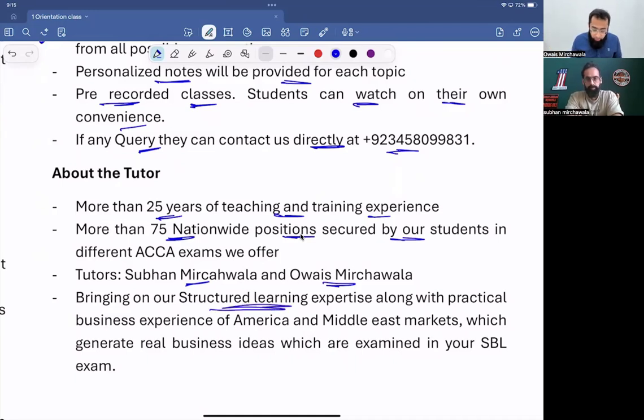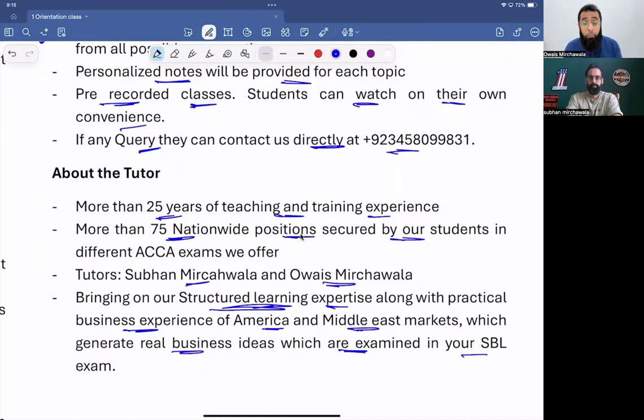So a lot of structured learning expertise, like notes and everything, and a lot of business experience of the America and Middle East markets, which generate real business ideas, which are examined in your SBL exam. So I can say it very clearly, it's not possible to get a better course than this. It's not possible.